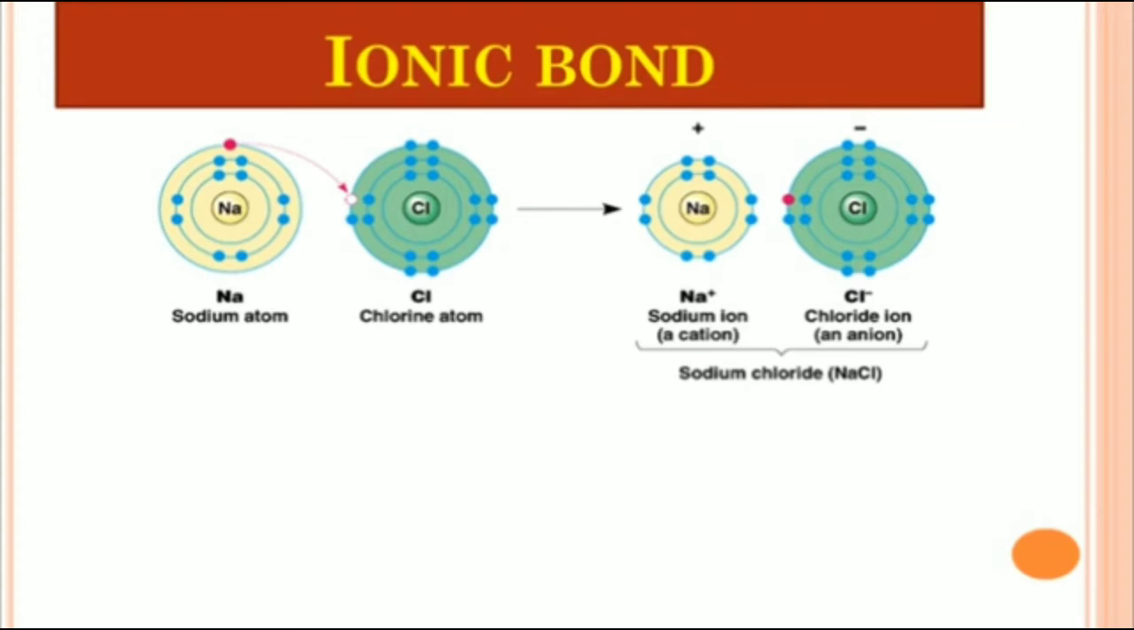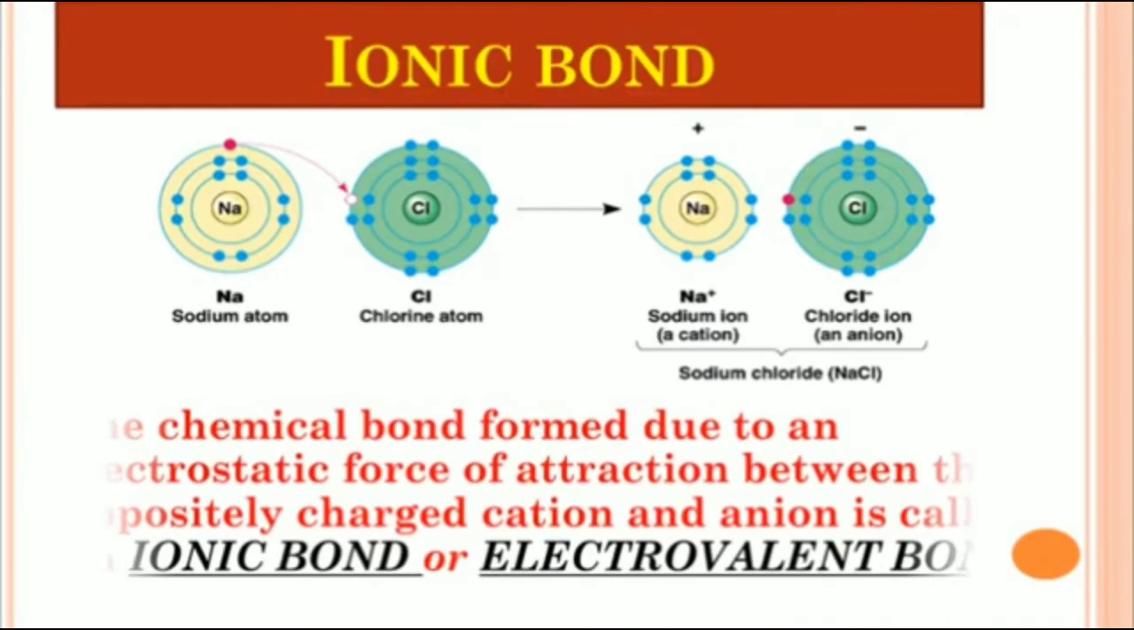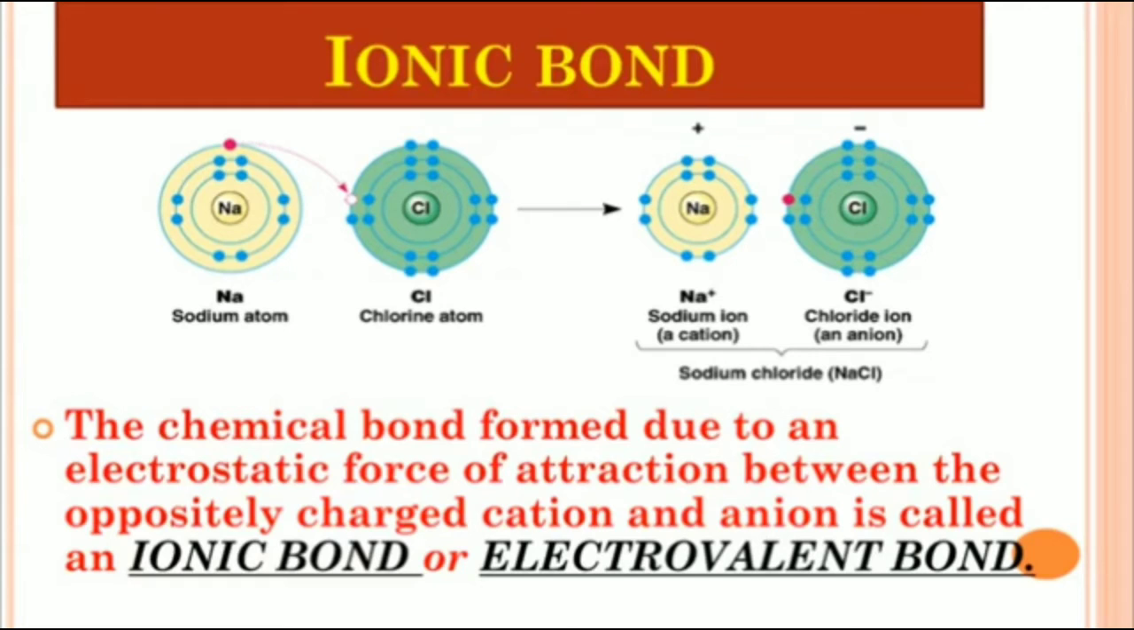Okay, so when the elements sodium and chlorine combine, sodium loses its one electron in the valence shell and chlorine accepts that electron. Okay, so the chemical bond formed due to an electrostatic force of attraction between the oppositely charged cation and anion is called an ionic bond or electrovalent bond.